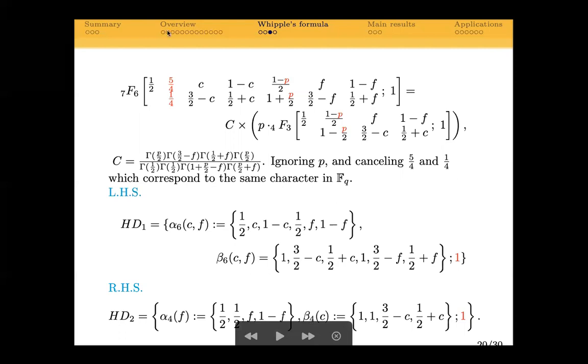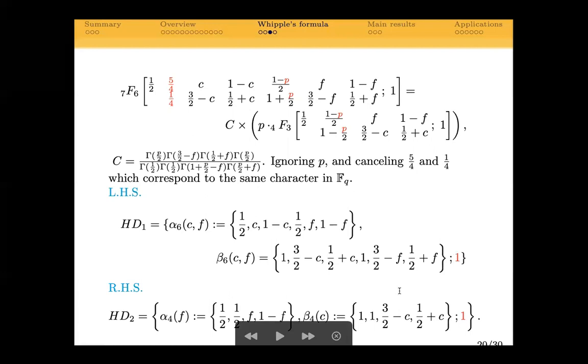It's 1/2 after canceling out the 5/4 and 1/4 corresponding to the same character. I get to a hypergeometric motif, which is 1/2, C, 1 minus C, 1/2, F, minus 1 minus F. And down here, I have another hypergeometric parameter, which is also defined over Q, put into the formula. And the argument, this is Whipple's formula, is 1.